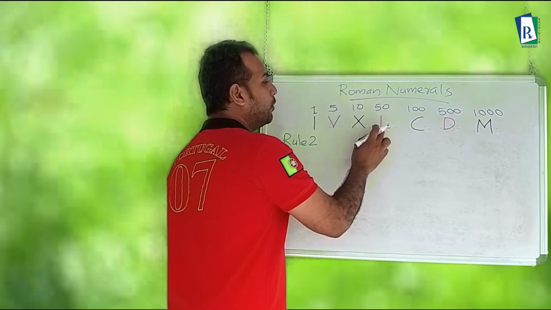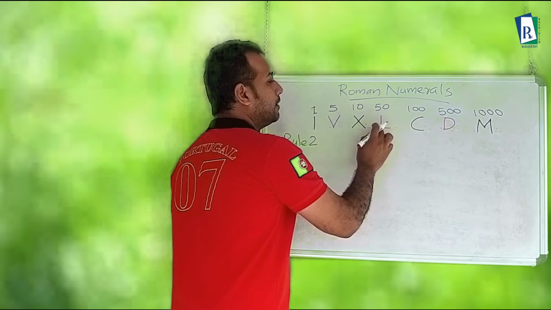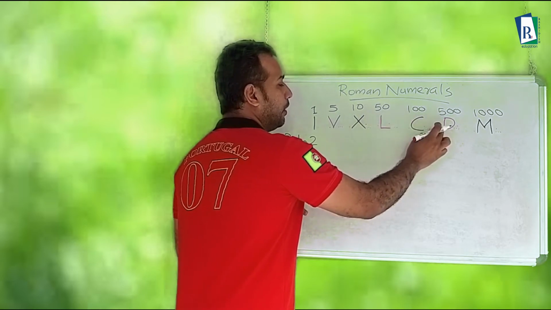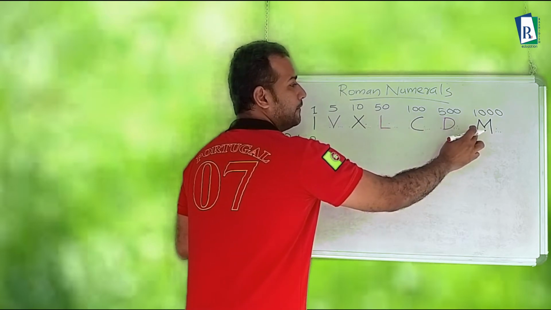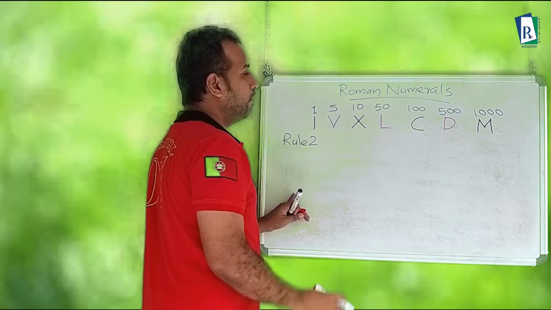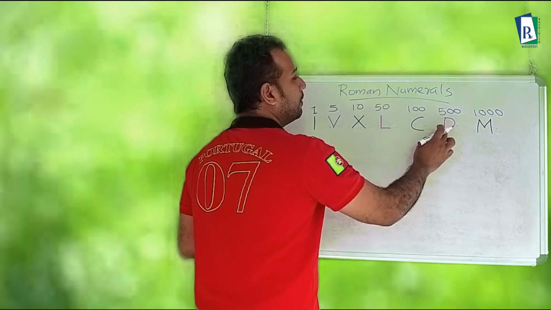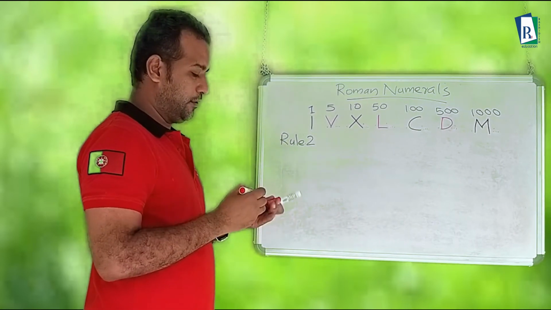Like that. You cannot write this 50 before 100. You cannot write this 50 before 500. You cannot write this 50 before 1000. Same, you cannot write this 500 before 1000. This is the second rule.